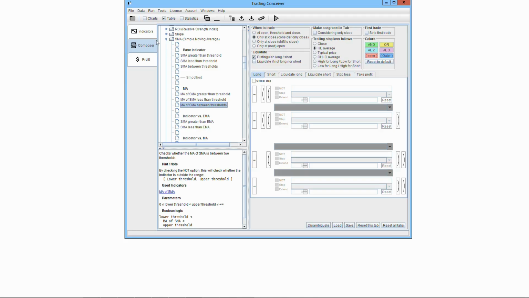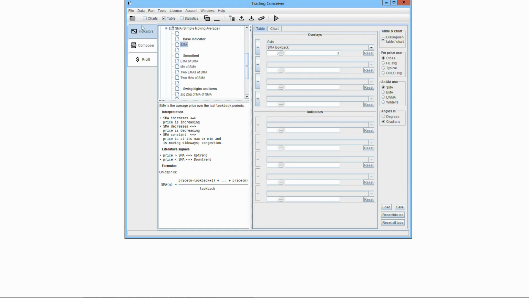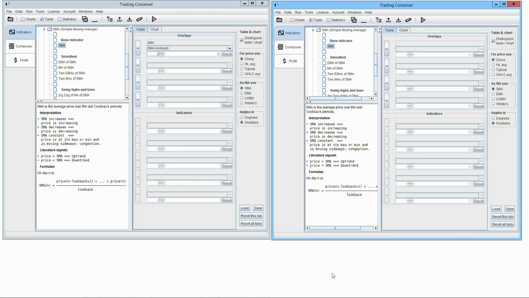To make this last point clearer, if you select any algorithm based on the simple moving average in the Composer tab, the SMA will be calculated according to the choice you made in the For Price Use pane on the Indicators tab. Let's make an example.